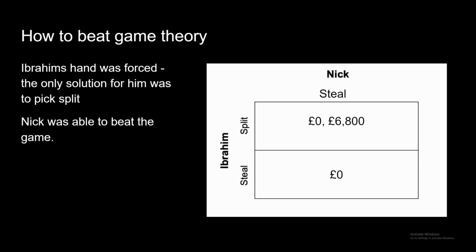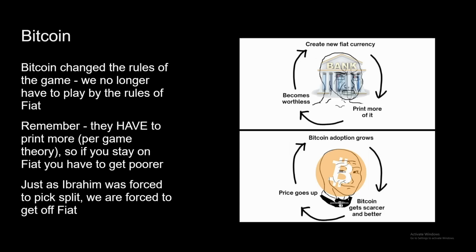And what he's essentially doing here is no longer playing by the same rules of the game. He's actually changing the rules of the game. And this is essentially what Bitcoin did. Bitcoin changed the rules of the game. We no longer have to play by the rules of fiat. Bearing in mind that they have to print more, as per game theory, there is no situation where they do not debase the currency. So if you stay on fiat, you have to get poorer.